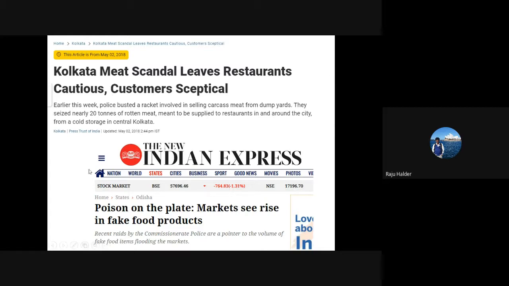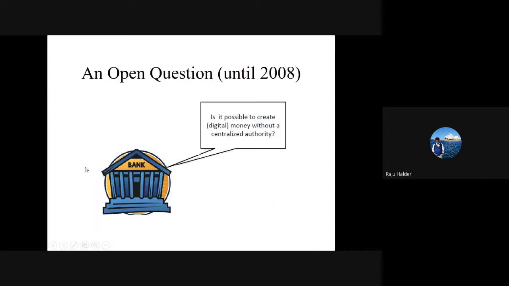It's very difficult. So therefore we need some kind of technological solution that will help in all these cases, and blockchain is the solution for that. Until 2008, it was an open question whether it is really possible to create a digital form of money without any kind of centralized authority. No bank will be there, no credit card company, no third party, no centralized authority. The user will be the owner of their own money, right?